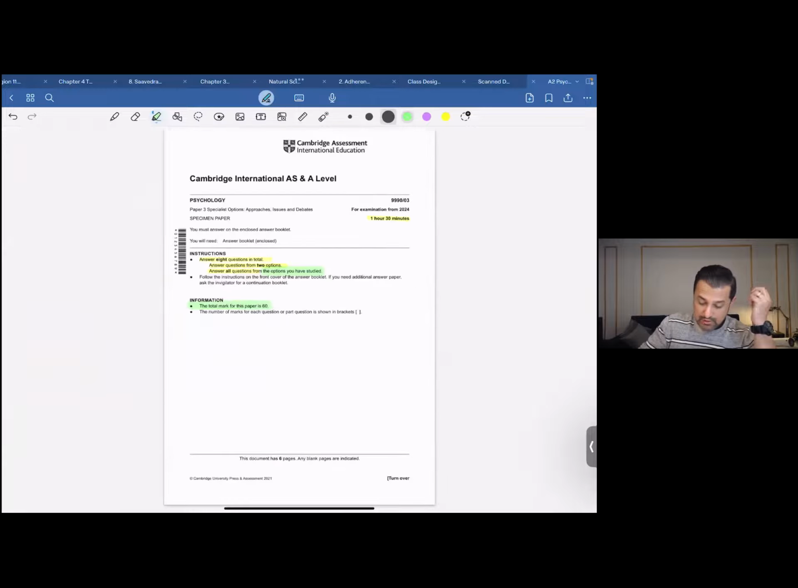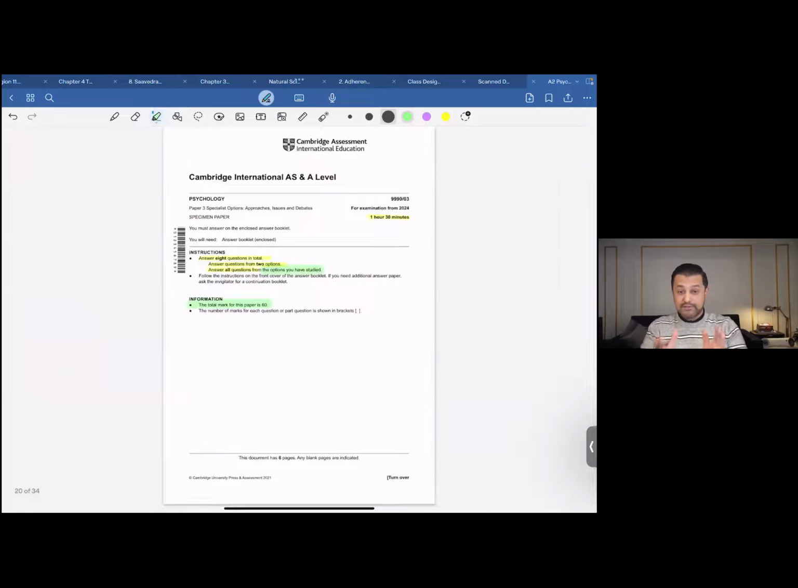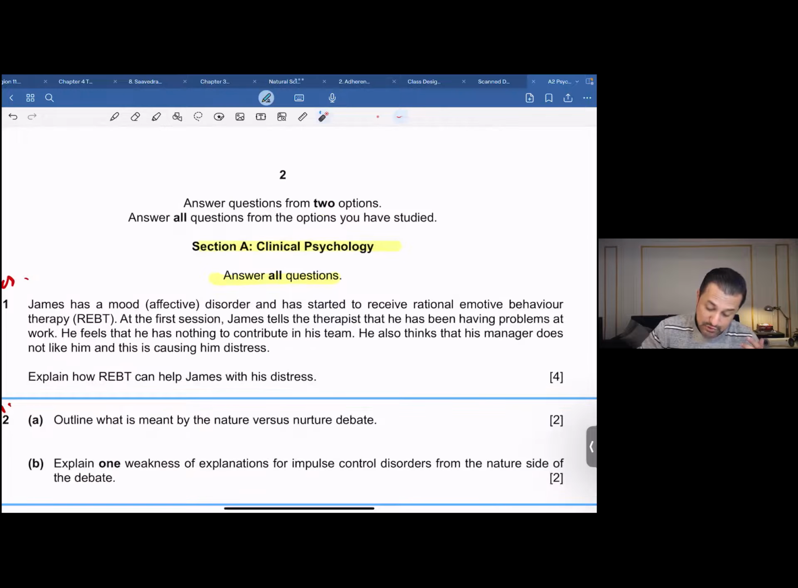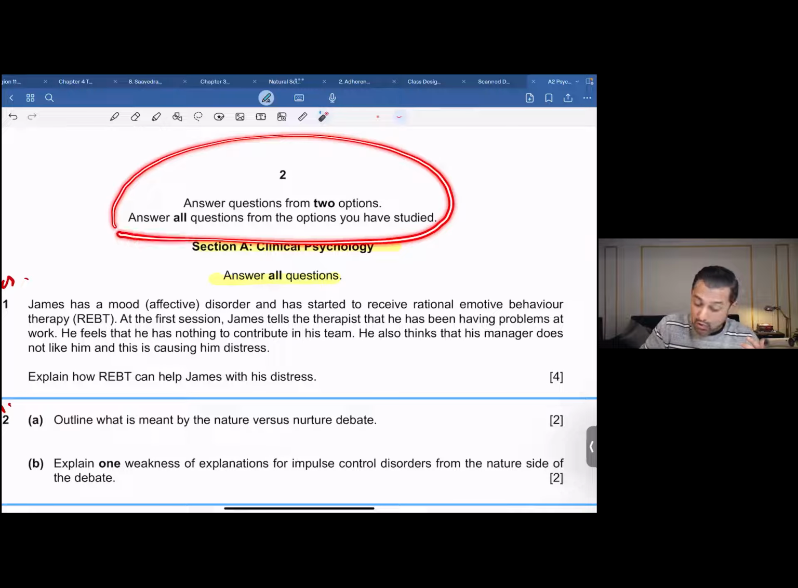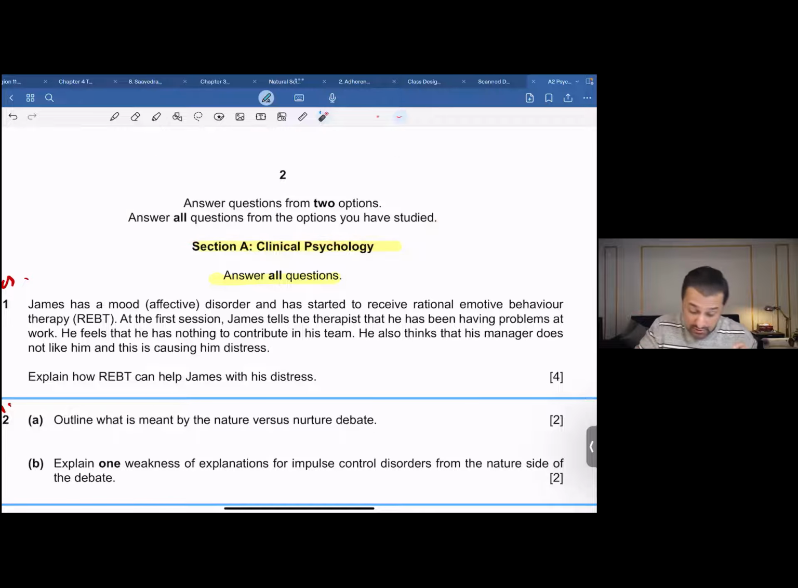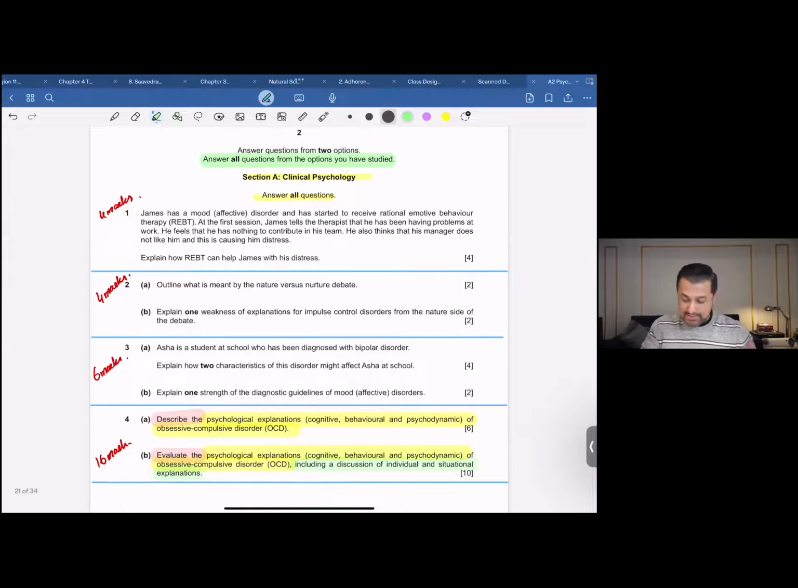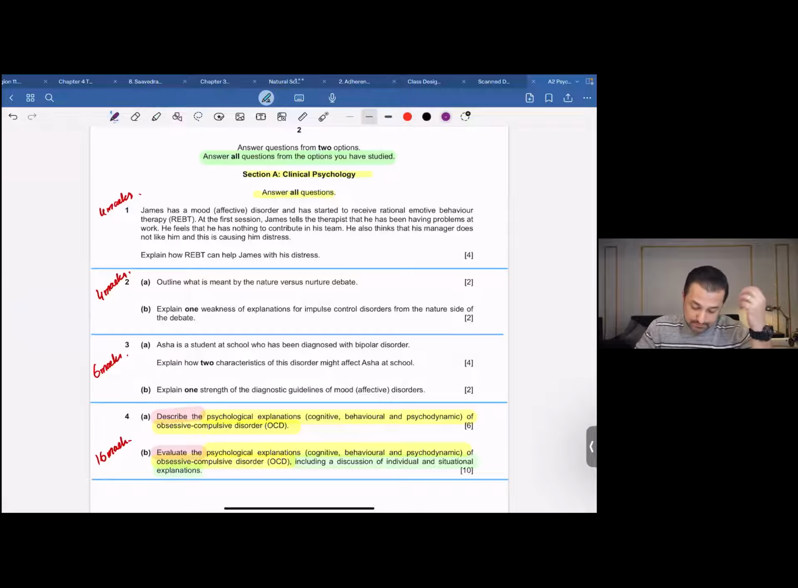Moving on. Now have a look at this. So this is how your paper would look like, right? This is the cover paper, and then you'd come across the first page. If I zoom in, this says answer questions from 2 options. Answer all questions from the options you have studied, right? Like I had mentioned earlier, I teach clinical psychology and I teach health psychology. This is how your paper looks like. So you get a 4-mark question. Question 1 is of 4 marks. Question 2 is collectively of 4 marks. Question 3 collectively is of 6 marks. And question 4 collectively is of 16 marks, right?